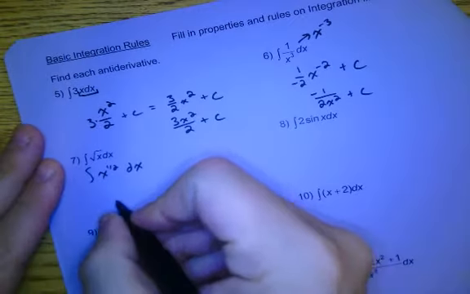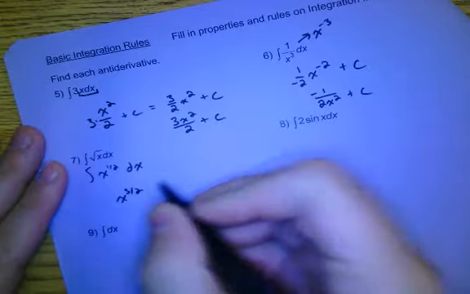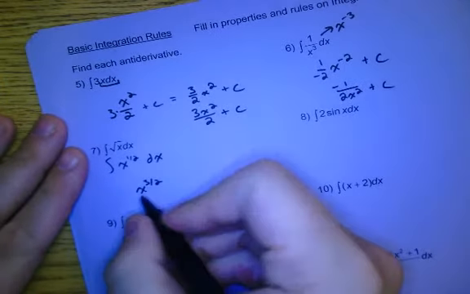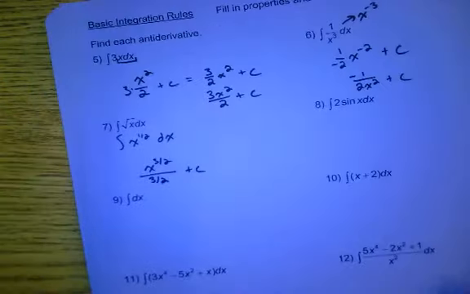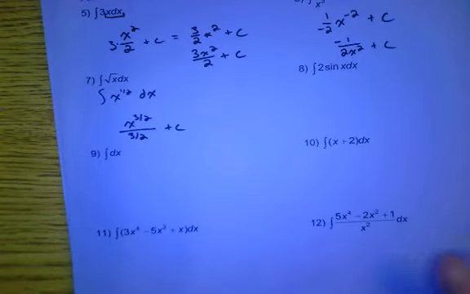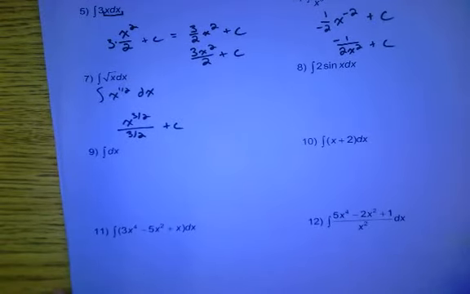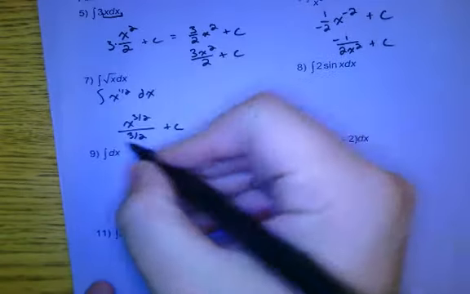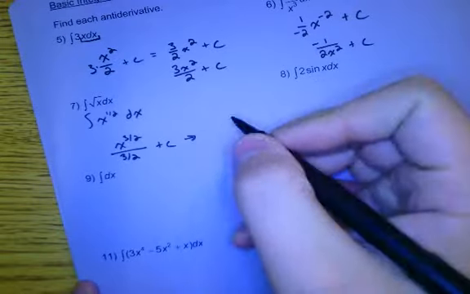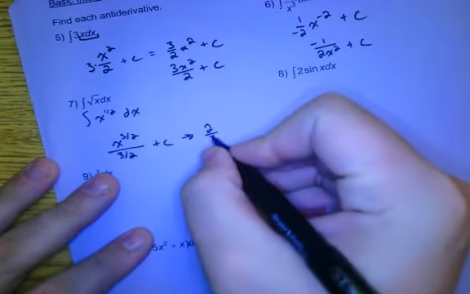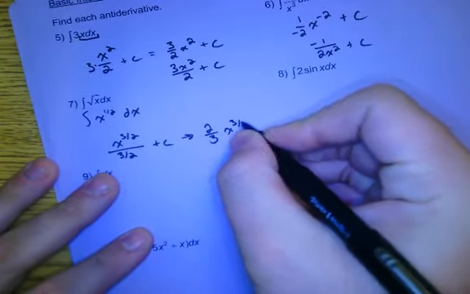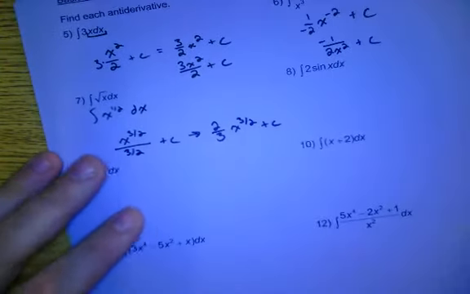3 over 2. So I'm going to get x to the 3 over 2 and divide that by 3 over 2, plus c. The only problem is we cannot accept this as an answer no matter what, because we cannot have a fraction and a fraction. So what do I do with this bottom? Just flip it. Okay? So it becomes 2/3 x to the 3/2 plus c.